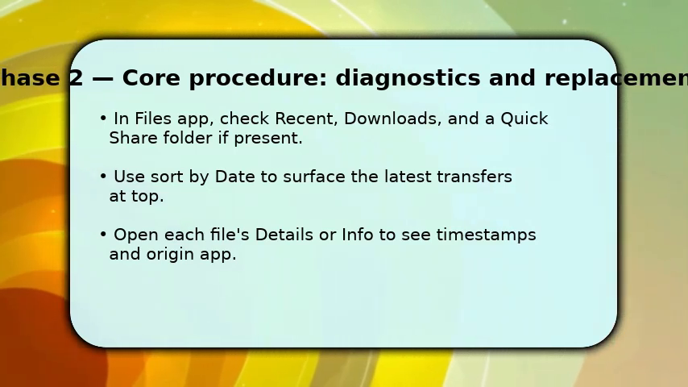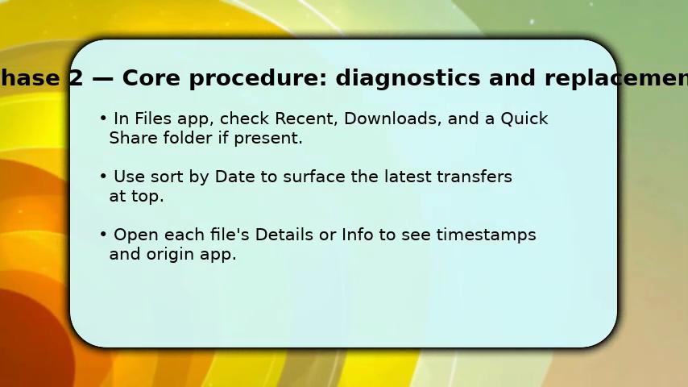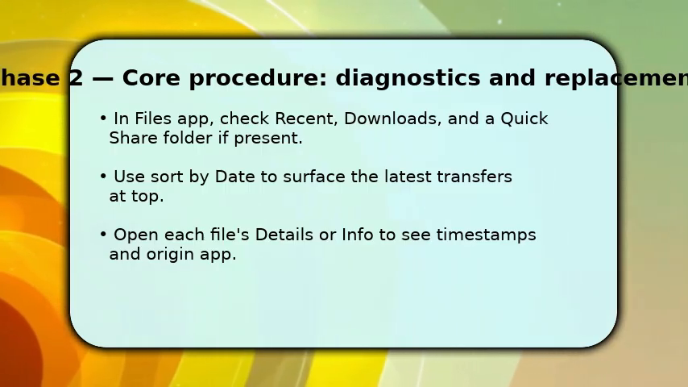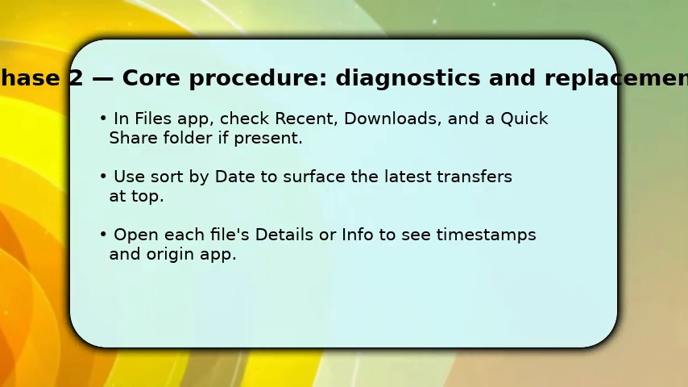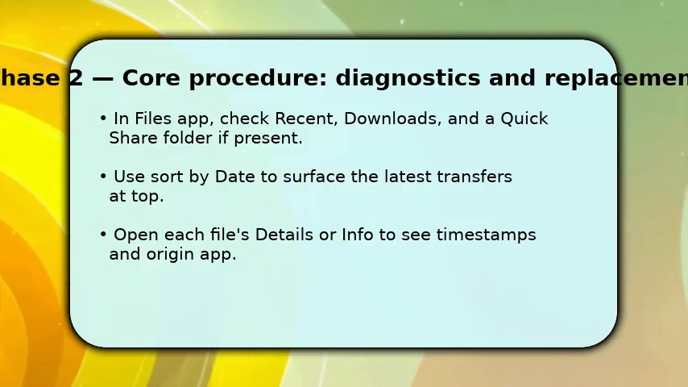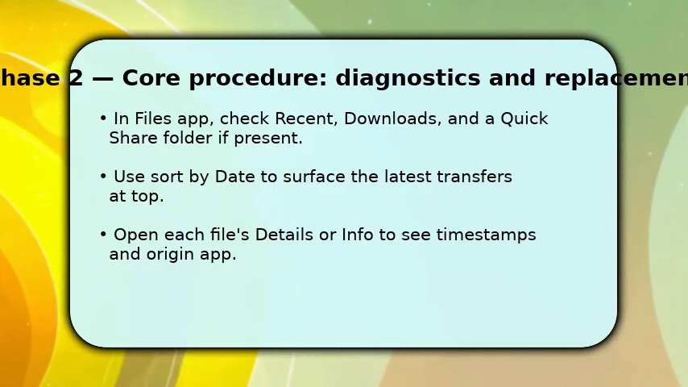In Files, switch to Recent or Downloads and sort by date so the newest transfers appear first. If your Vivo has a dedicated Quick Share folder, open it. Otherwise, inspect the General Downloads folder because Quick Share often drops files there.